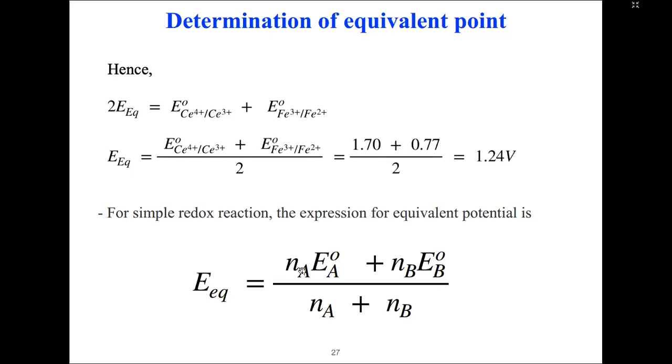E_EQ is equal to Na, where Na is the number of electrons involved, times E naught of A, where A is one of the reagents, plus Nb times E naught of B, where B is the other reagent, divided by Na plus Nb. So in this case, Na and Nb are both 1. So you divide by 1 plus 1, 2. That's what's happening here, 2. And the other one is for cerium and this one for iron. So you get the value.